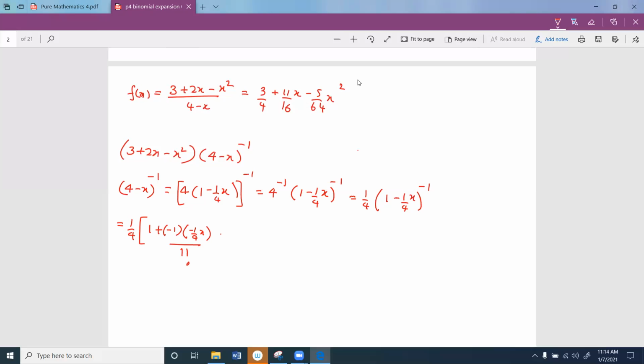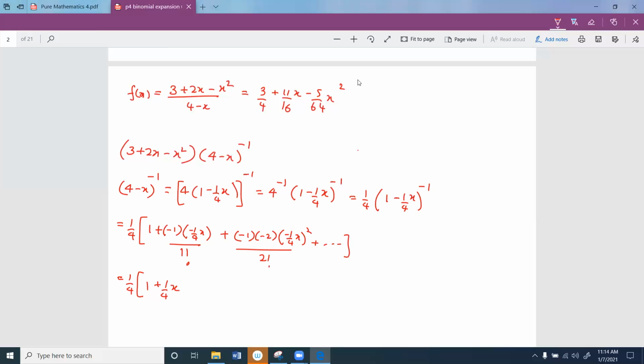So you need to write up to x to the power 2 only, so there's nothing to worry about. Minus 1, minus 2, this is minus 1 over 4x whole thing squared over factorial 2. Like this, it goes on. So with this, you can say it's 1 over 4, this is 1 plus 1 over 4x.